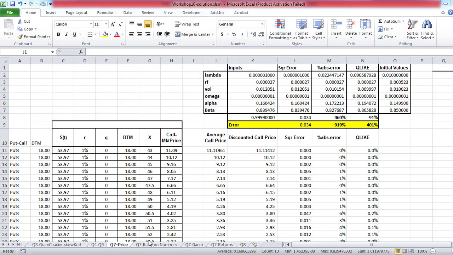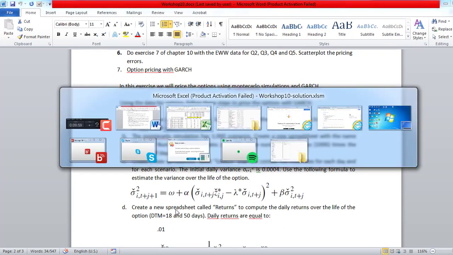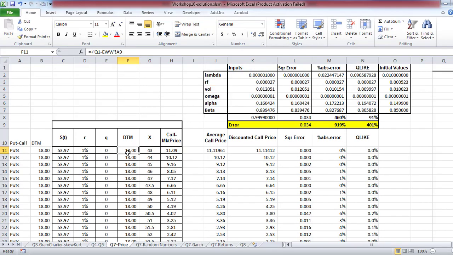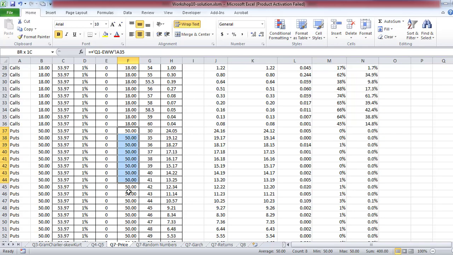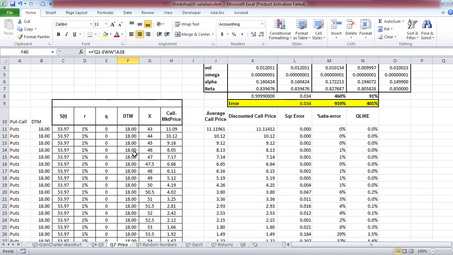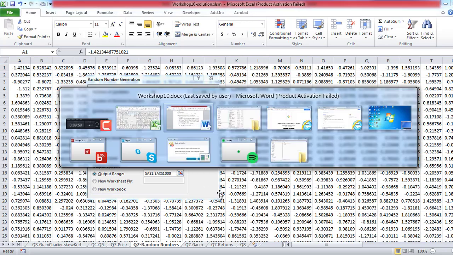Now the next thing I'm going to do is, it says you have to generate 50,000 scenarios, and then it says maturity equals 50. Why 50? Because I have two sets of options, ones that expire in 18 days and the other ones that expire in 50 days. So the number of variables is going to be 50, and the number of random variables is going to be 1000. So that's 1000 scenarios, and then I have one random number for every single day.